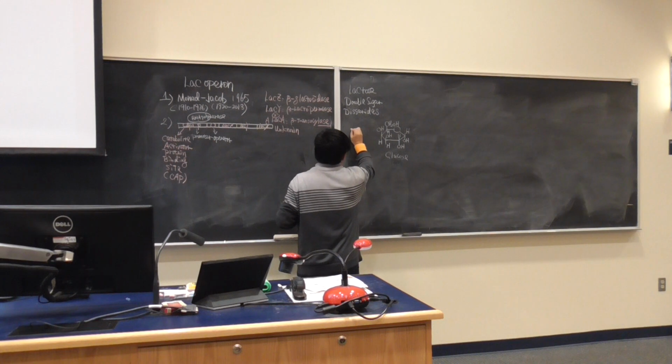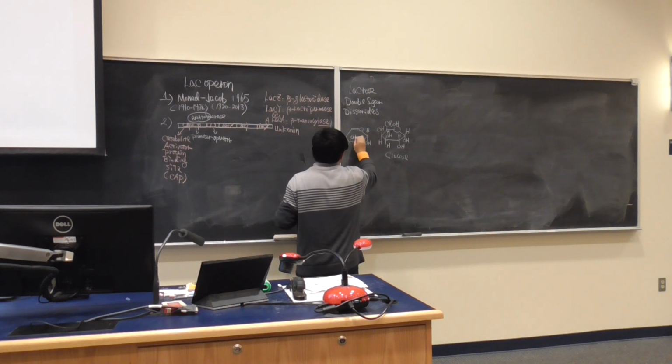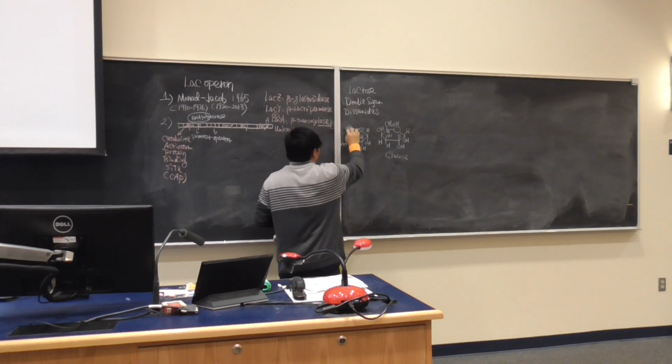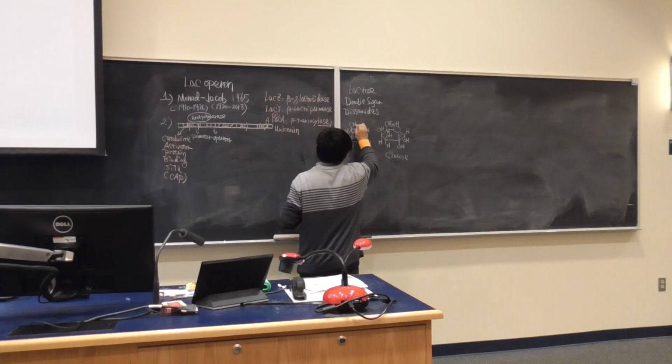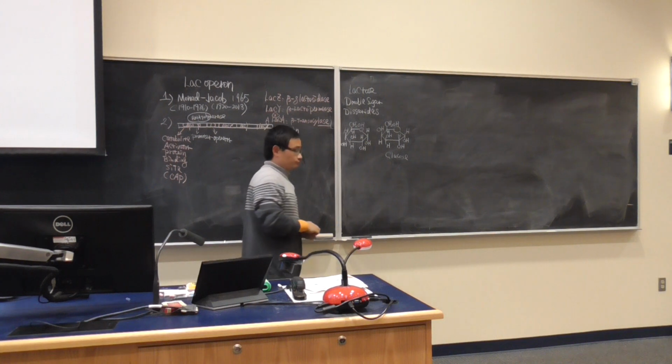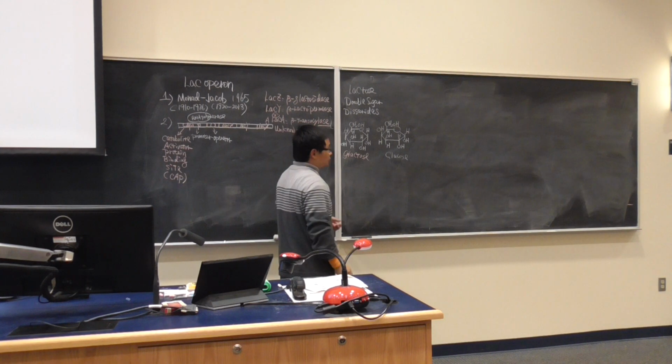Okay, now this side we draw it again. We go H, OH, H, OH, OH, H, H, OH. Sorry, this is OH. H, and then we have H, CH2OH. What is lactose? This is glucose. This is lactose. What's the difference between that?